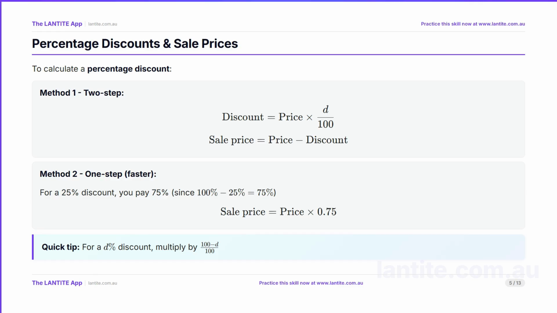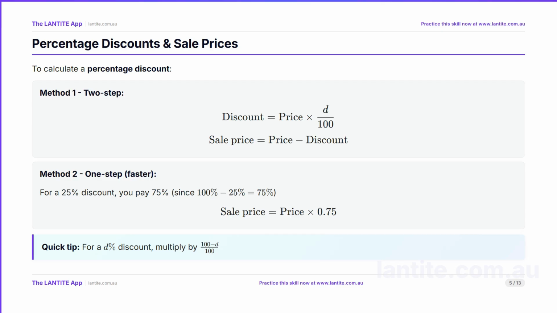Percentage discounts are very common on the LANTITE. There are 2 methods. Method 1 is the 2-step approach. First, calculate the discount amount by multiplying the original price by the percentage divided by 100, then subtract from the original price. Method 2 is faster.